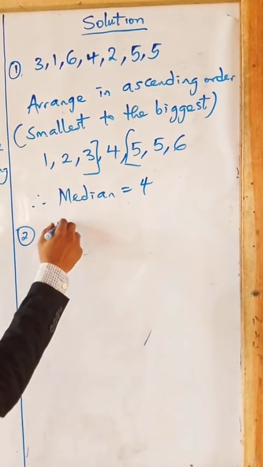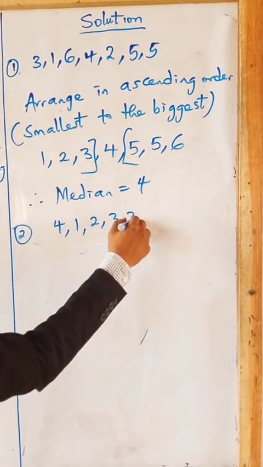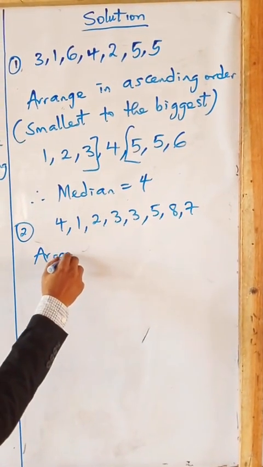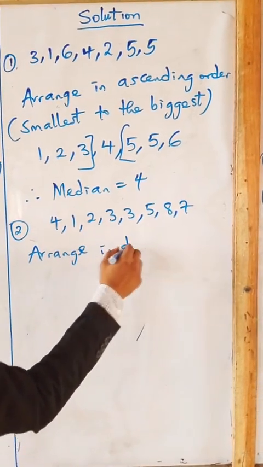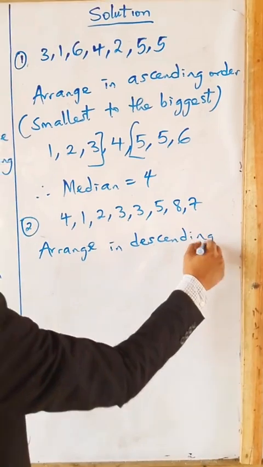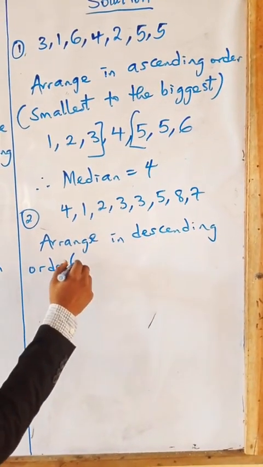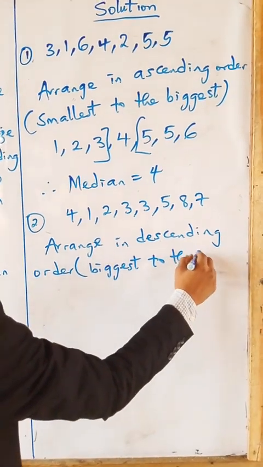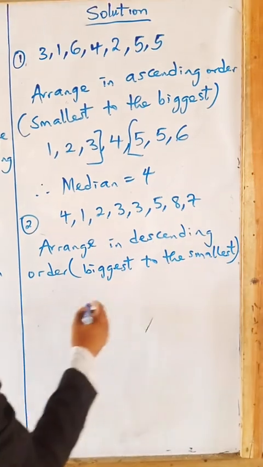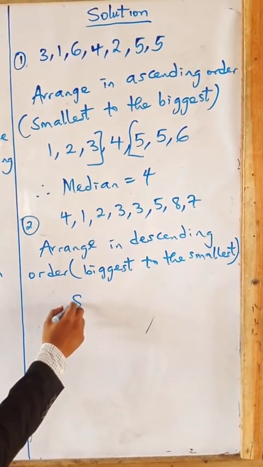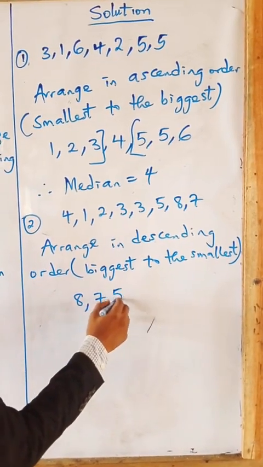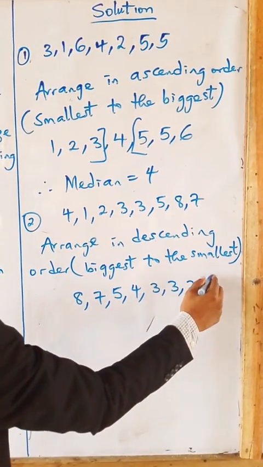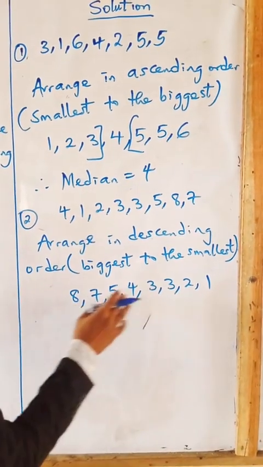Let's solve the second question, where we have 4, 1, 2, 3, 3, 5, 8, and 7. Let's arrange this question 2 in descending order. I told you earlier that you can arrange either in ascending or descending order. Descending order means from biggest to the smallest. So we are going to have 8, 7, 5, 4, 3, 3, 2, 1, and we have 8 digits here.